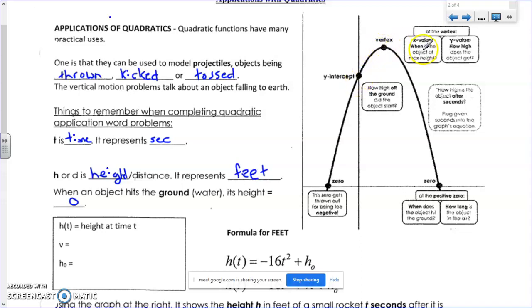Your vertex, the x value, tells you how long it took to get to that highest point, and the y tells you how high the object went. Your positive 0 tells you when the object hit the ground and how long it took to get to the ground. Okay, so that's what that means.